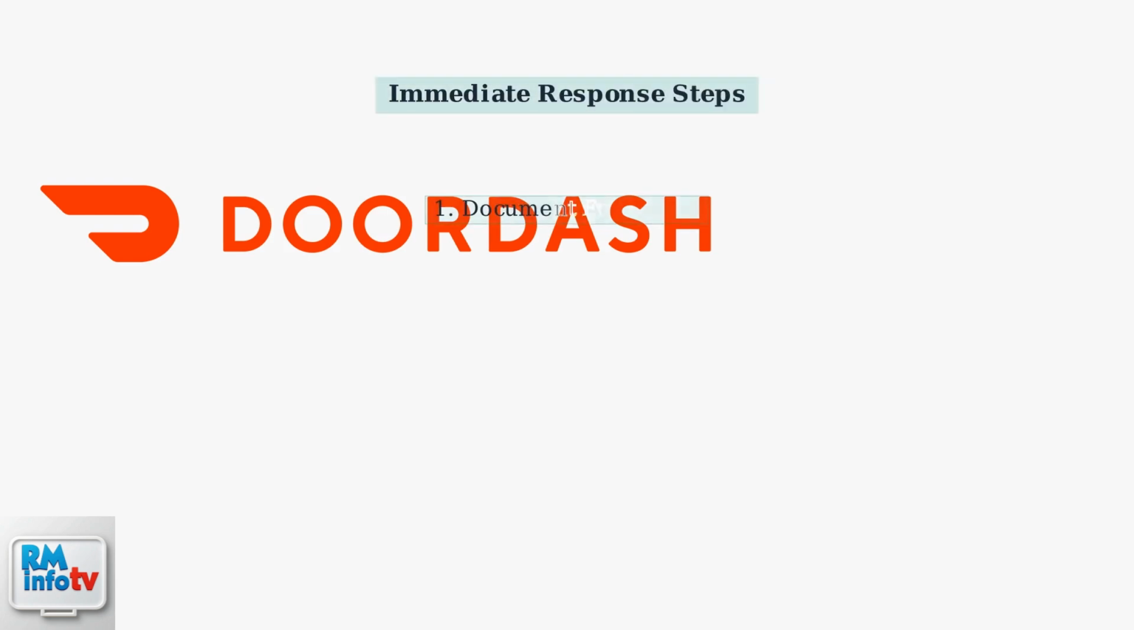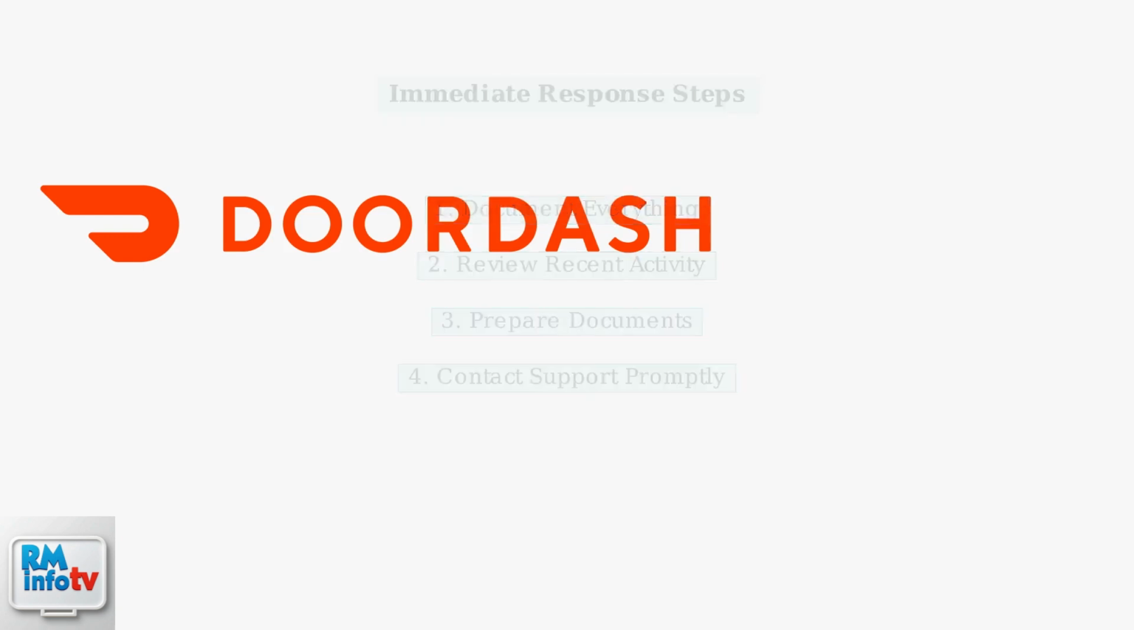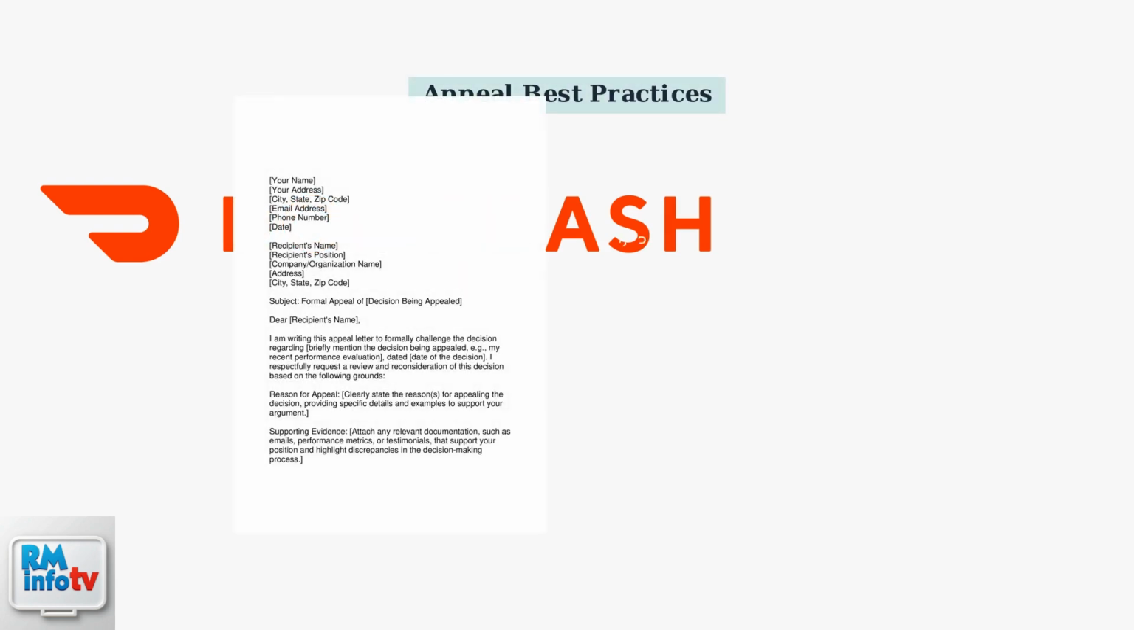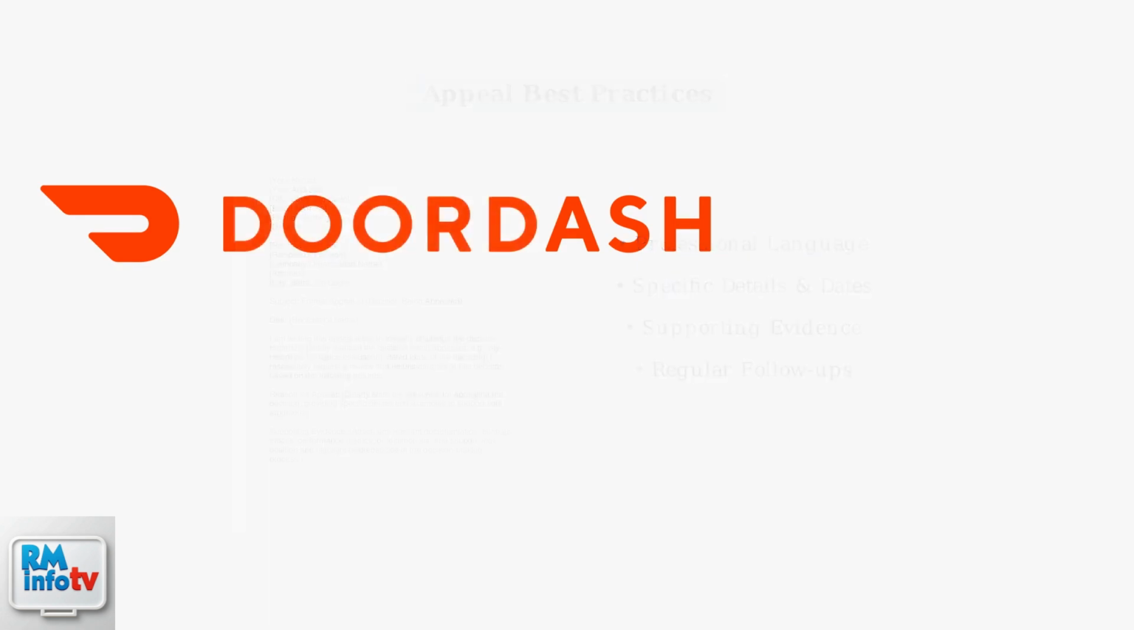When your account gets locked, take immediate action. Document everything, review recent activity for potential triggers, and prepare all necessary documents. When appealing, use professional communication and provide specific details. Include supporting evidence and follow up every 3 to 5 business days for status updates.